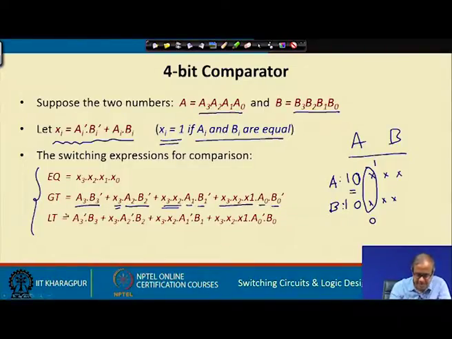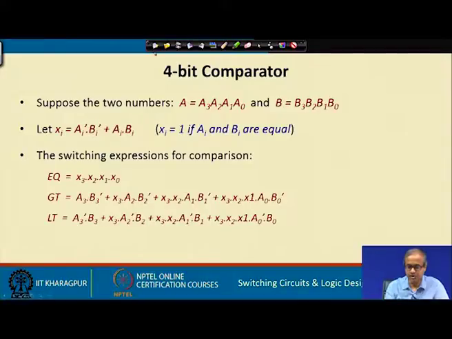The LT is just the reverse, instead of A3 B3 bar, it is A3 bar B3, it is 0 1, they are equal and then this, they are equal then this, the same way you can straight away write down. So, you see, for this kind of functional blocks, you do not always have to construct the truth table to write down the expression. You think mentally what this block is supposed to do, and you can functionally write down the switching expression directly. This we often do for many of the functional blocks.